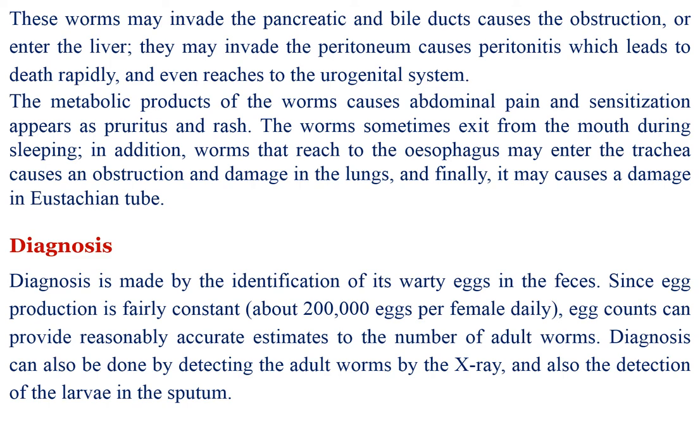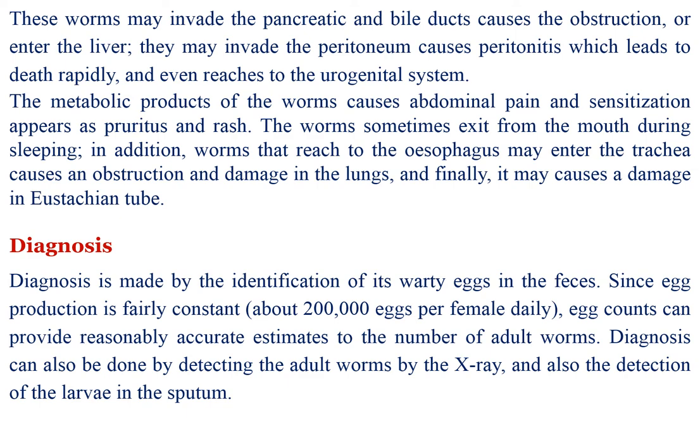These worms may invade the pancreatic and bile ducts, causing obstruction, or enter the liver, and they may invade the peritoneum, causing peritonitis, which leads to rapid death, and even reach the urogenital system. The metabolic products of the worms cause abdominal pain, and sensitization appears as pruritus and rash. The worms sometimes exit from the mouth during sleeping. In addition, worms that reach the esophagus may enter the trachea, causing an obstruction and damage in the lungs.